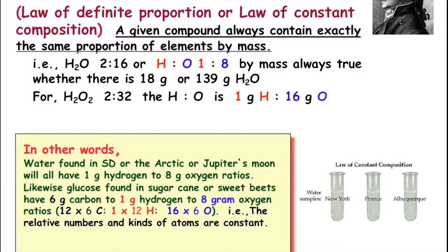Essentially what this means is that water is water because it has 2 hydrogens and 1 oxygen. If you take water from New York, water from France, water from the moons of Jupiter, and you analyze it, what you find out is that the proportion of the hydrogens and oxygen are constant. Once you change that proportion, then you don't have water anymore.